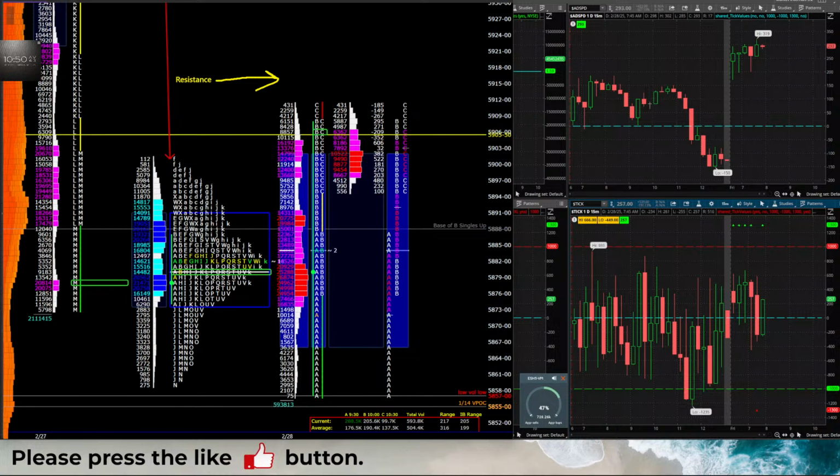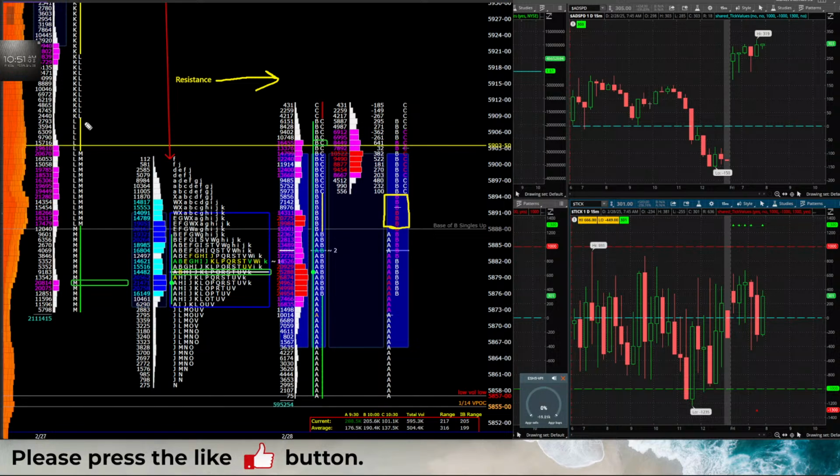Johnny says, can you explain single prints? Single prints is when the market spends less than 30 minutes in a particular location. So when you look at the TPOs, when you look at the letters, if there's a set of letters that are by themselves, where it's just one letter, that's a single print.